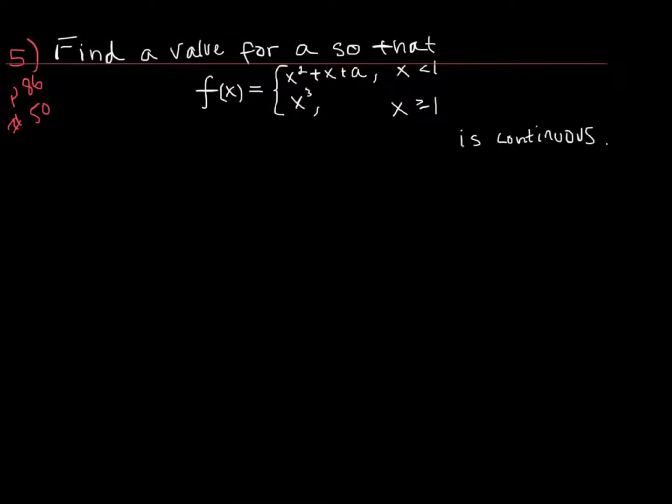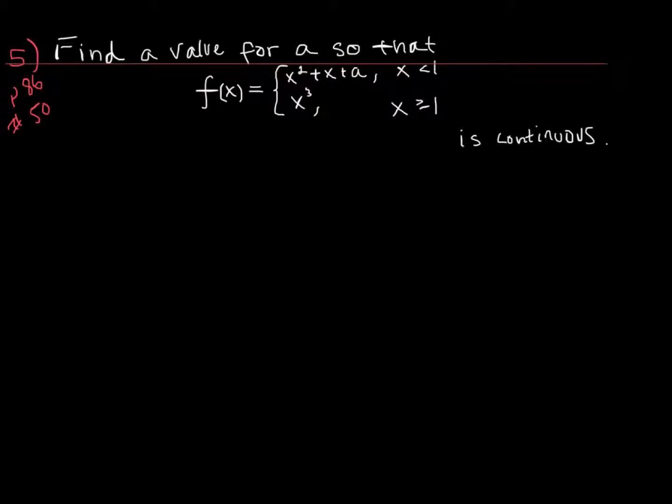All right, find a value for a so that this function f of x, which is a piecewise function, is continuous. Okay, so remember with piecewise functions, if it's going to be continuous, we are going to check each part of the piecewise function first, then think about the possible points of discontinuity. In almost all cases, these are going to be the points where the function is switching from one definition to another. In other words, in this case, 1.